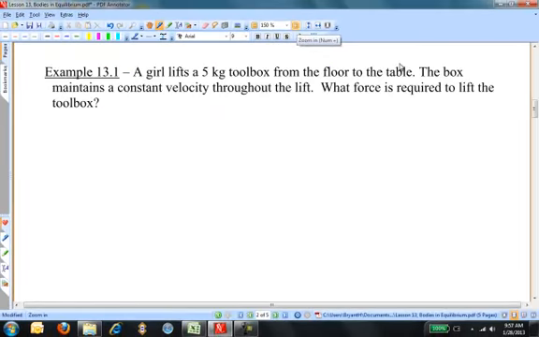Here's our first example. Example 13.1. A girl lifts a 5-kilogram toolbox from the floor to the table. The box maintains a constant velocity throughout the lift. What force is required to lift the toolbox?